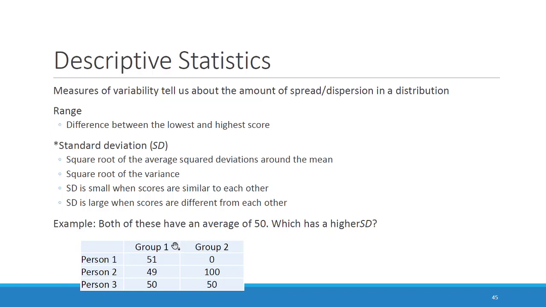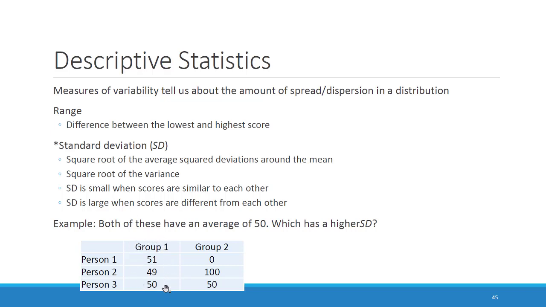So in group 1, you can see that person 1 scored 51, person 2 scored 49, and person 3 scored 50. Now we already talked about in our previous slide how the average or the mean score of this group 1 would be 50, because if you added these three scores up, you would get 150, and then you divide by 3 to get 50. So in group 1, is the number 50 a good understanding of what the average score is? Well, yes it is, because look at how close the scores are to 50. So 50 makes a lot of sense as the mean.